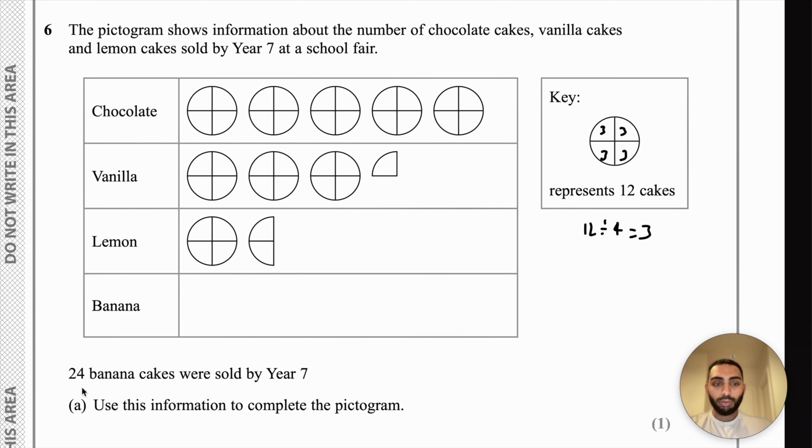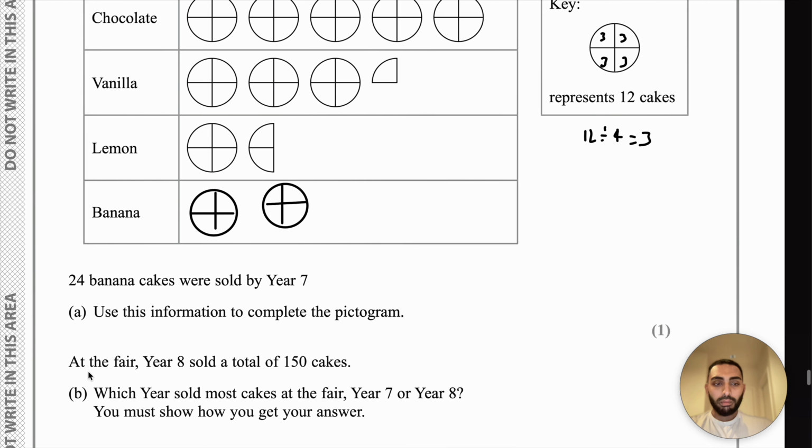We want to fill in 24 for Year 7, so we just need 2 lots of this circle. So we're going to draw 2 circles and just split them into 4 equal parts. And that's 24. That's 12 and that's 24. At the fair, Year 8 sold a total of 150 cakes. Which year sold most cakes at the fair, Year 7 or Year 8? Show how you get your answer.